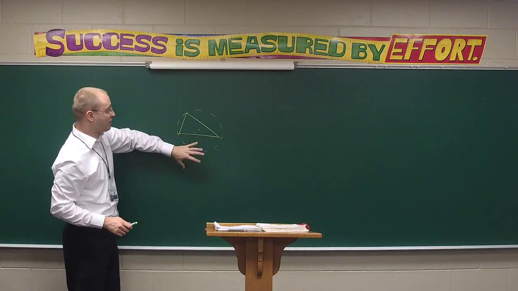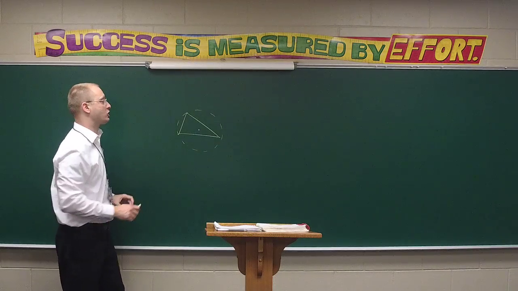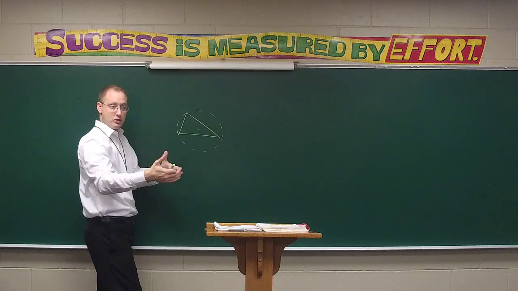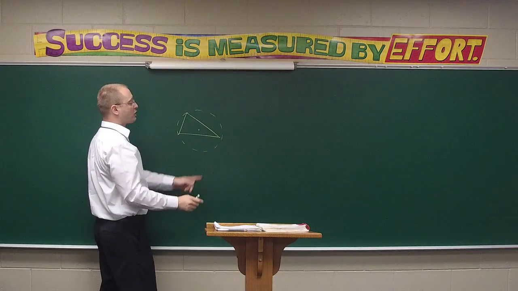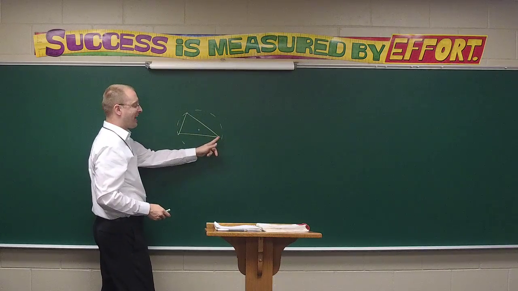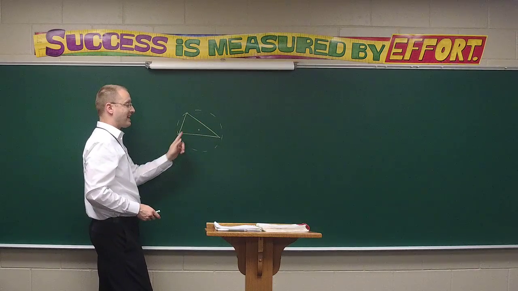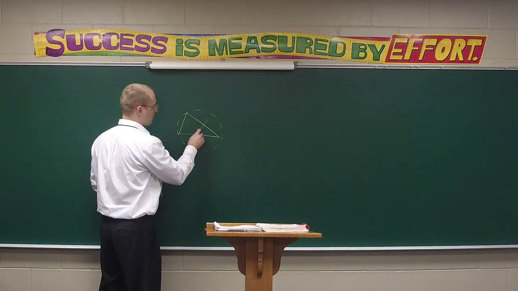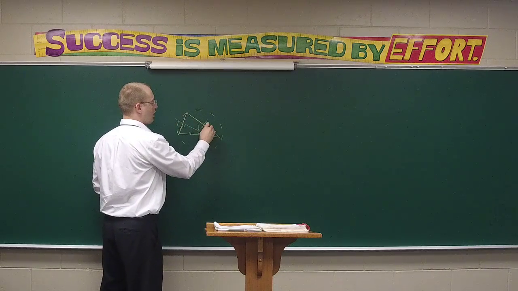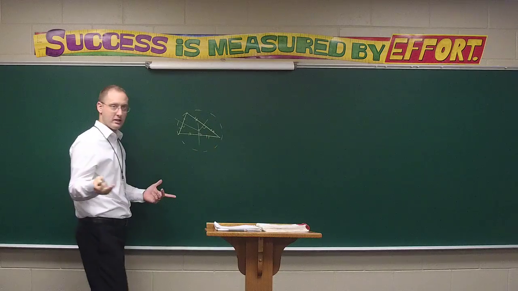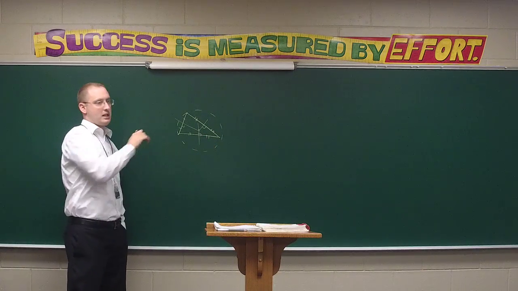So circumcenter, picture the circumscribed circle, the circle that goes around. Circum means around, scribe, to draw. Picture the circle drawn around. Picture the center of the circle and realize it's got to be equidistant from the 3 vertices. Therefore, if it's equidistant from the ends of lines, it must lie in the perpendicular bisectors of those lines, or of those sides. So the circumcenter is where the perpendicular bisectors meet.